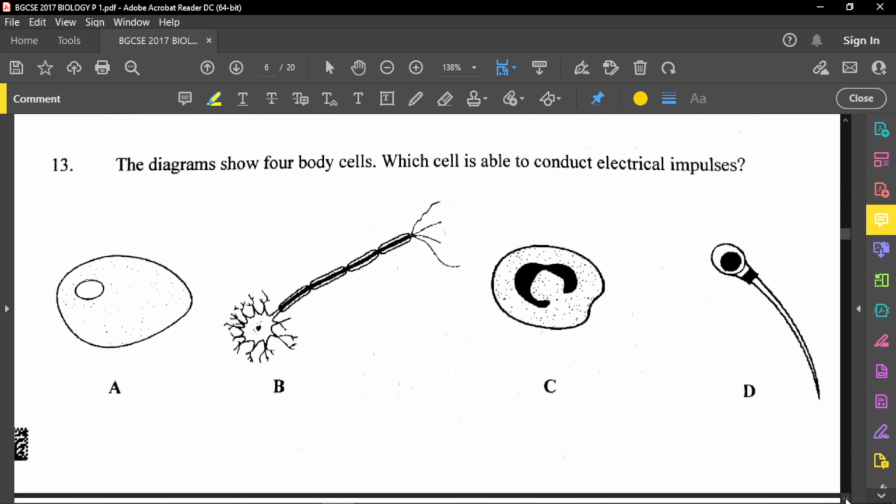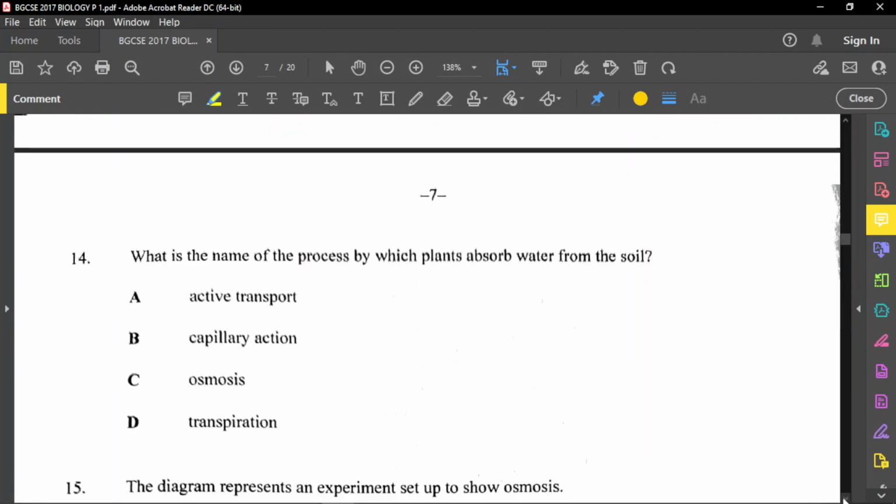For question number 13, it said that the diagrams show 4 cells. Which cell is able to conduct electrical impulse? It must be a nerve cell or a neuron, and the only neuron shown here is B. A is just a regular cell. C is a phagocyte. If you notice the irregular shaped nucleus, you have seen this 1,000,001 times now, I think. And of course, everybody by now will know that D is a sperm cell. I know you're getting great at this bio thing now, so I'm not too worried. I'm just going to go through speedy with this one.